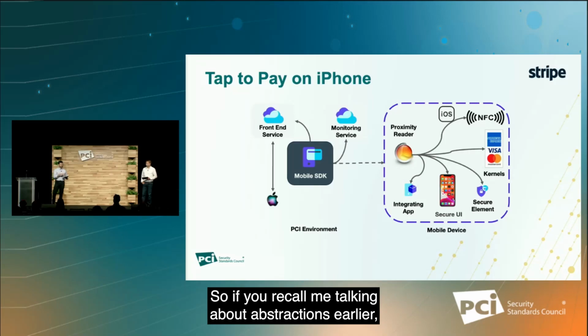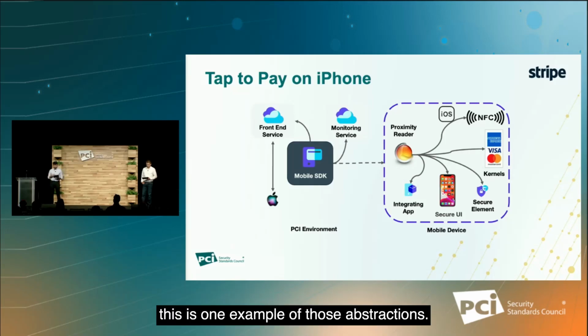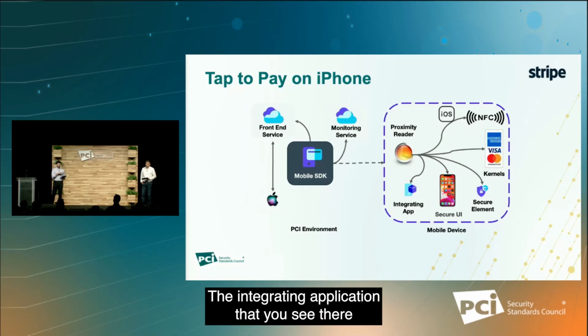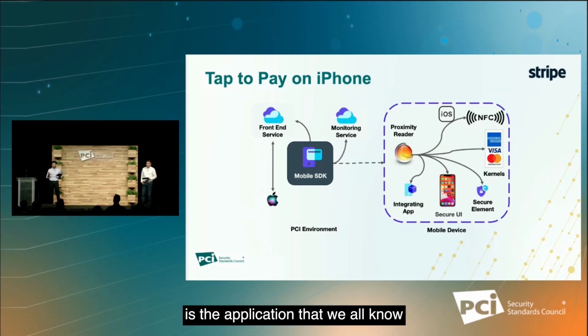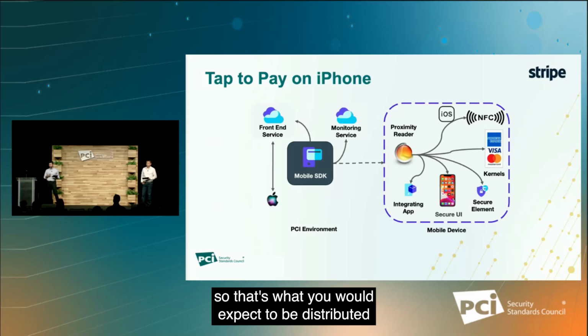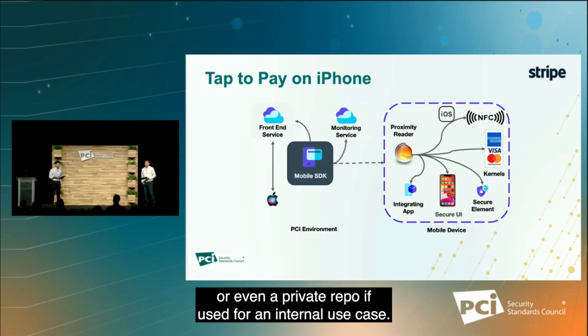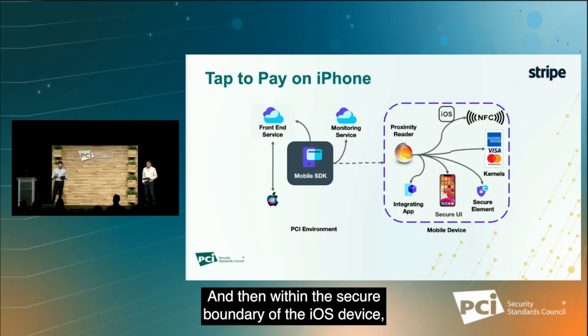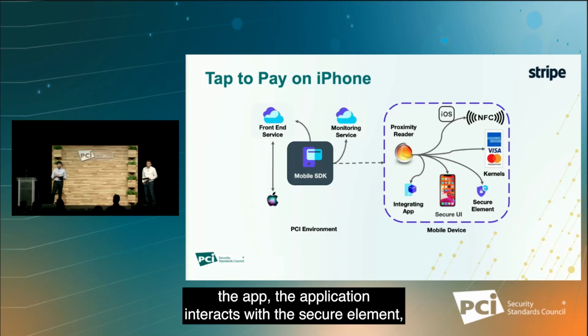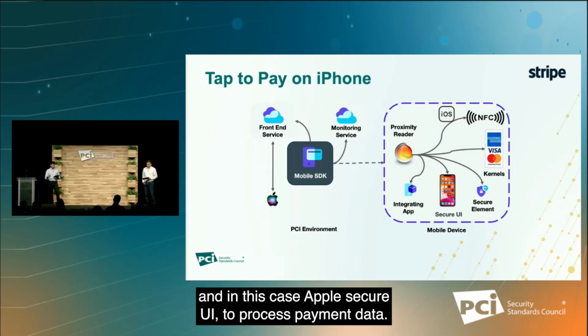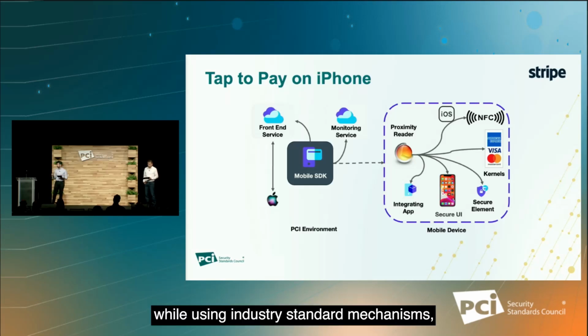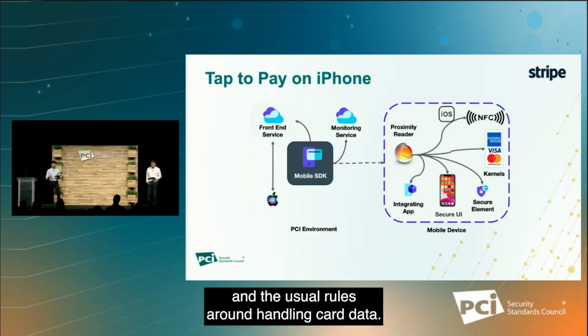So if you recall me talking about abstractions earlier, this is one example of those abstractions. The integrating application that you see there is the application that we all know and love and are familiar with. So that's what you'd expect to be distributed through the Apple App Store, the Google Play Store, or even a private repo if used for an internal use case. And then within the secure boundary of the iOS device, the application interacts with the secure element, and in this case, Apple's secure UI, to process payment data. All of that is done while using industry standard mechanisms. So NFC, the payment network kernels, and the usual rules around handling card data.